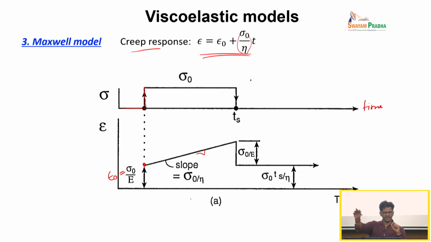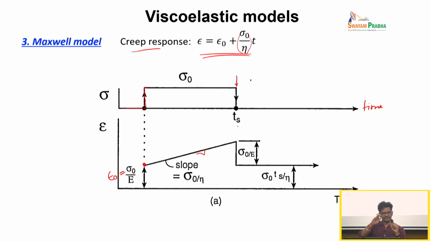It continues to grow, it will keep on growing, but in this experiment at some time Ts we have withdrawn the load, we have removed the load. Okay. Once you remove the load, then you can see that the material will start relaxing. So, you can see that it immediately drops to a terminal value, which is given by sigma naught Ts by eta, which is basically nothing but this. If you substitute t equal to Ts, that is your epsilon value. So, a typical Maxwellian material will respond to a creep test in this particular way.